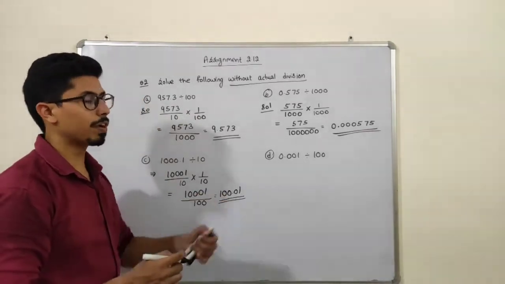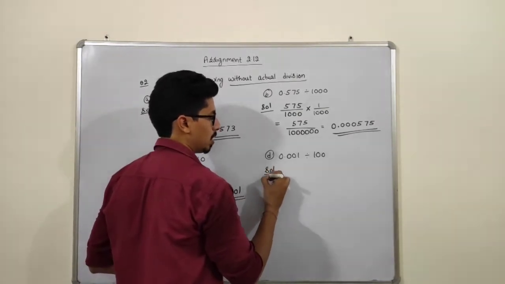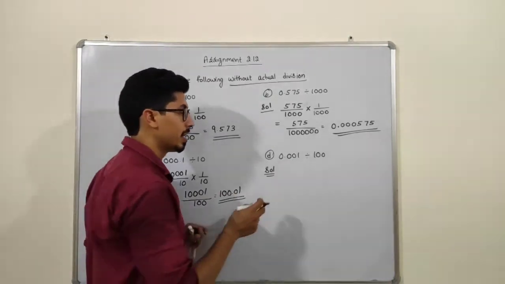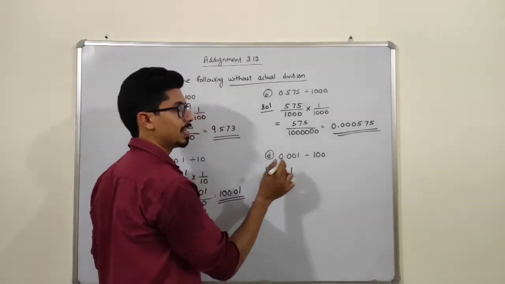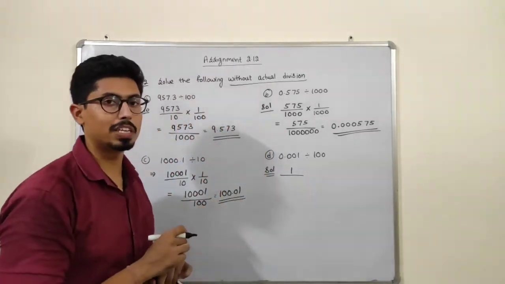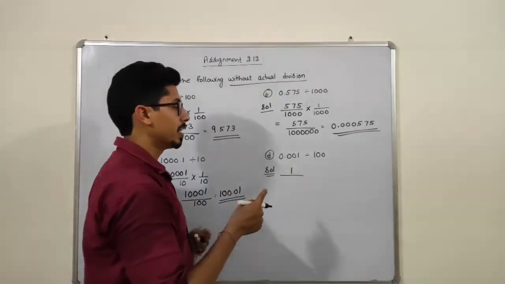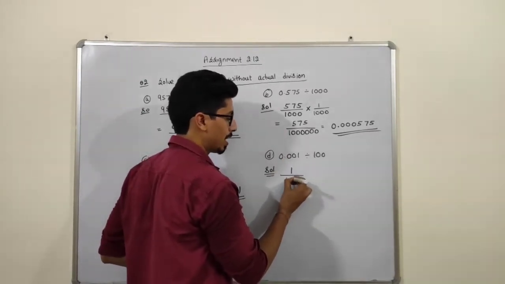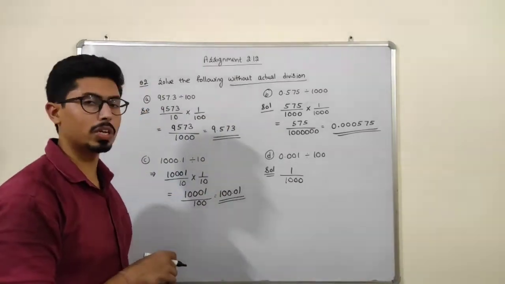Okay. So now moving forward to our last part. 0.001, students, it can be written as 1 because there is only 1 digit, that is 1. Now if I just remove the decimal from here, after the decimal there are 3 digits. So remove this decimal. 1, 2, 3 digits are there. So 1 and 3 zeros. So put 3 zeros in the denominator.